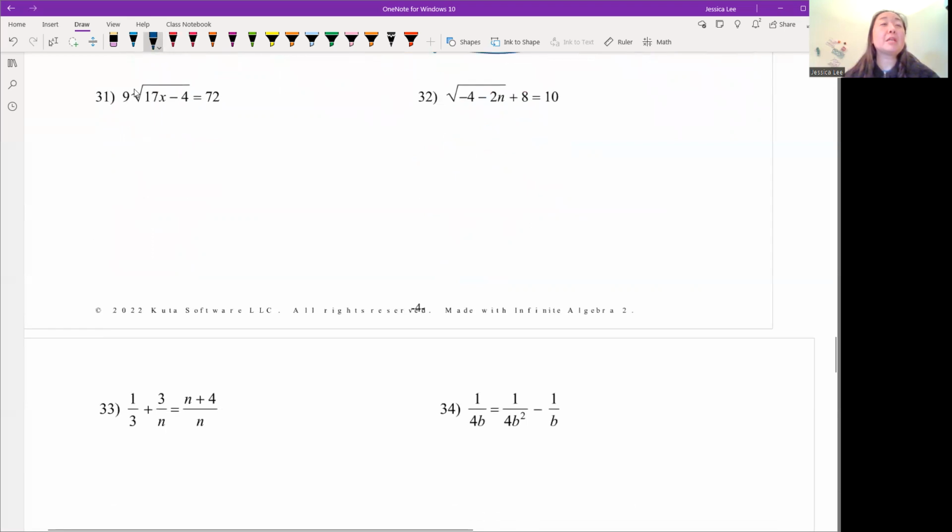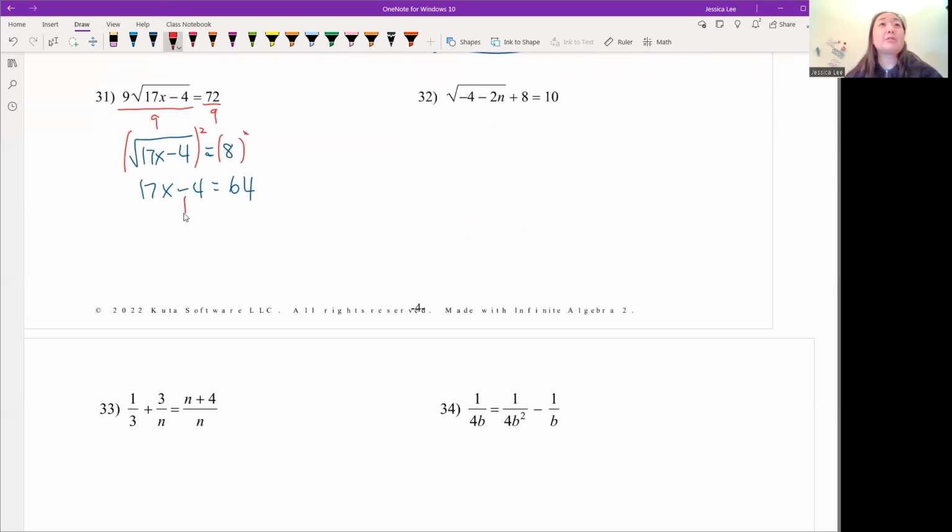Okay, now do you see here, there is something on the outside. The radical is not by itself, so we're going to have to get rid of that first. So we're going to just divide both sides by 9, because 9 is multiplying the radical. And then we're going to get the square root of 17x minus 4 is equal to 8. And now we have just the radical by itself. So we're going to, again, square both sides to get rid of the radical. And we get 17x minus 4 is equal to 64.